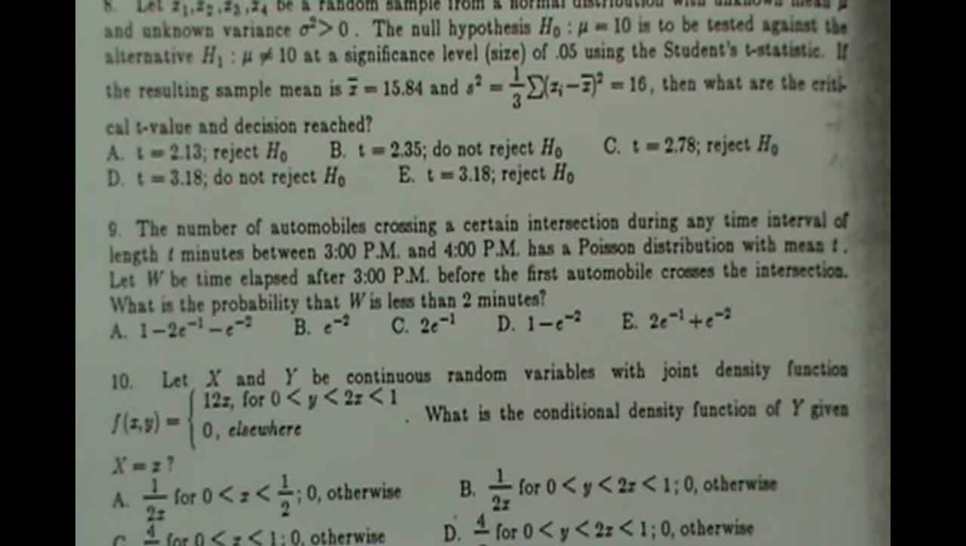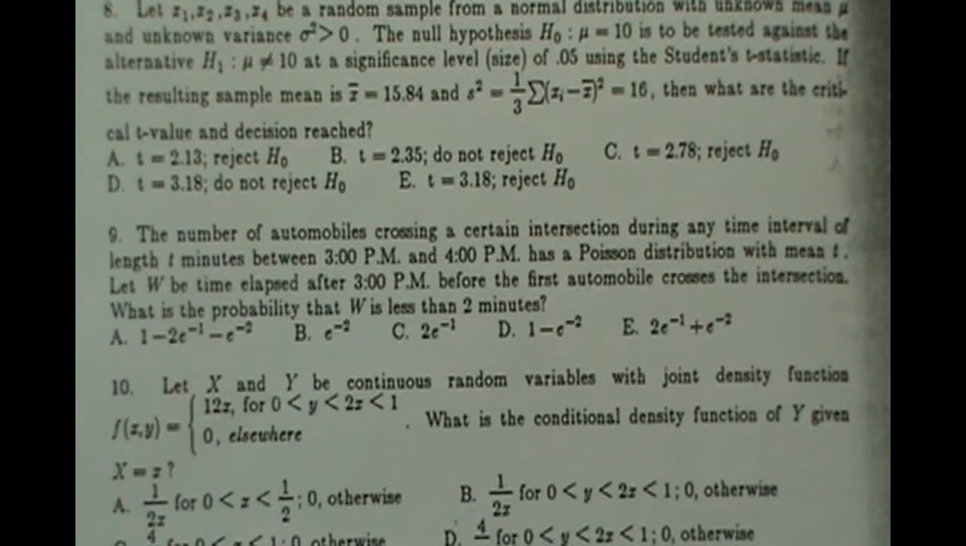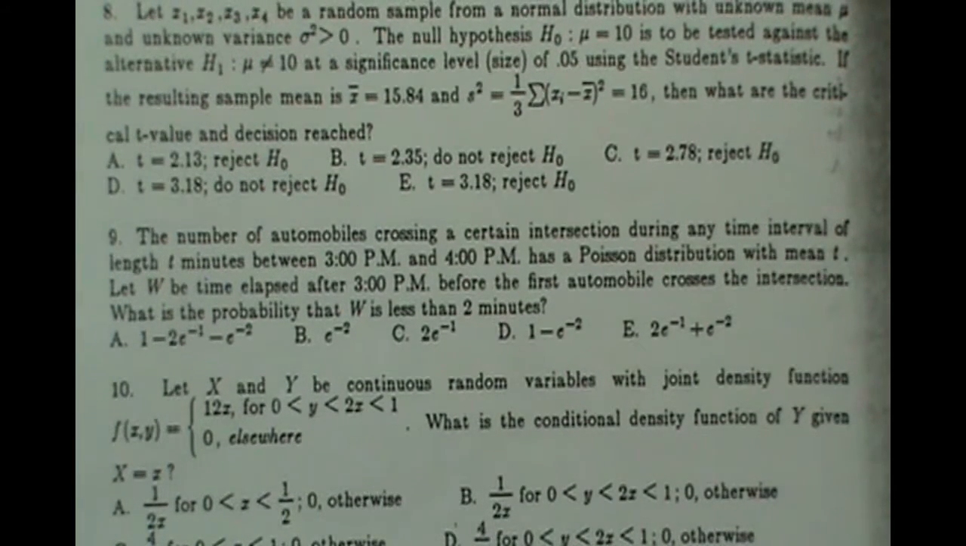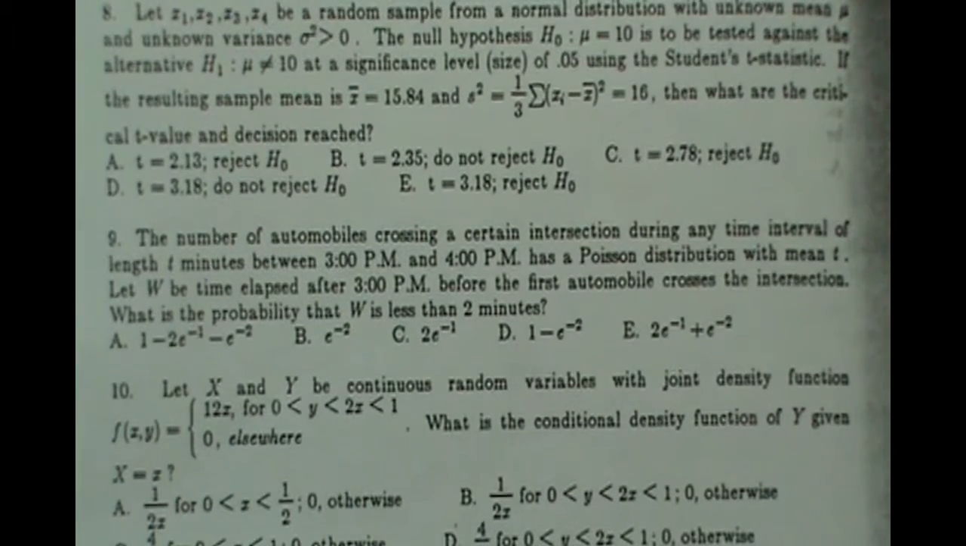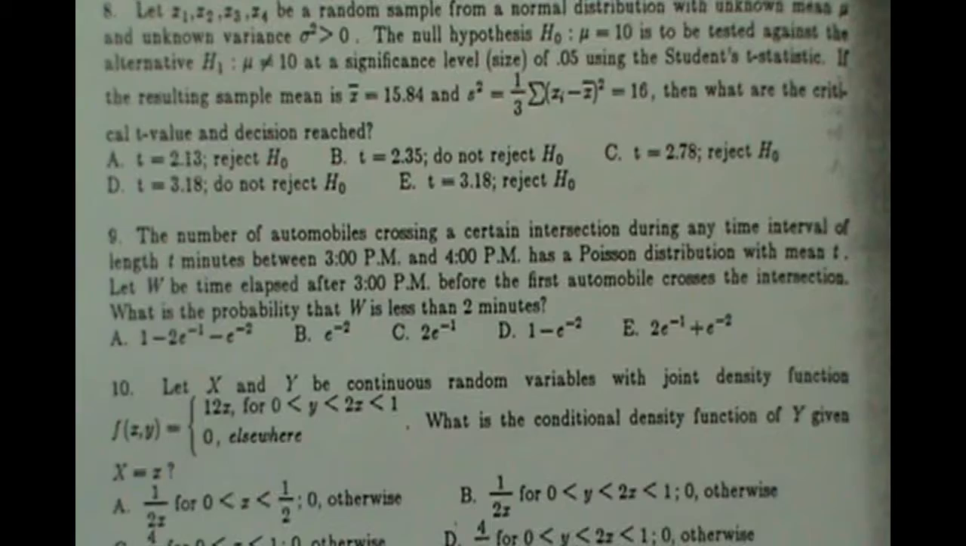Number 9. The number of automobiles crossing a certain intersection during any time interval of length t minutes between 3 p.m. and 4 p.m. has a Poisson distribution with mean t. Let W be the time elapsed after 3 p.m. before the first automobile crosses the intersection. What is the probability that W is less than 2 minutes?